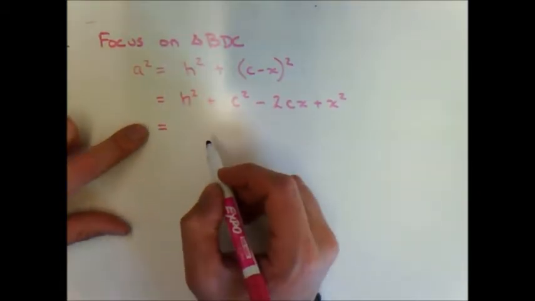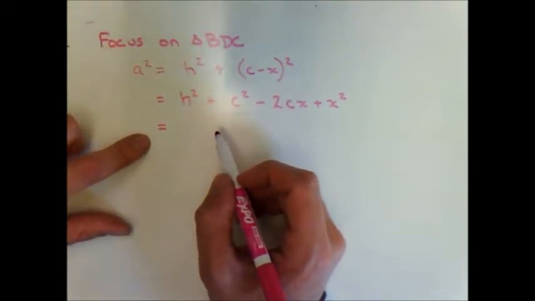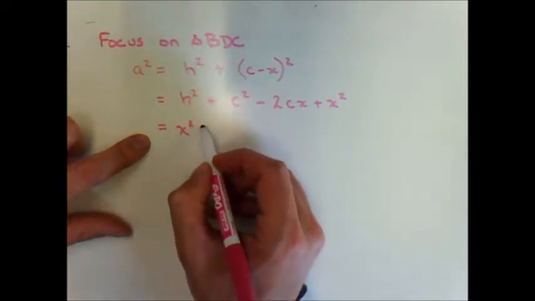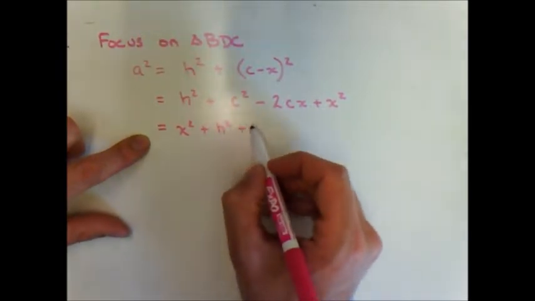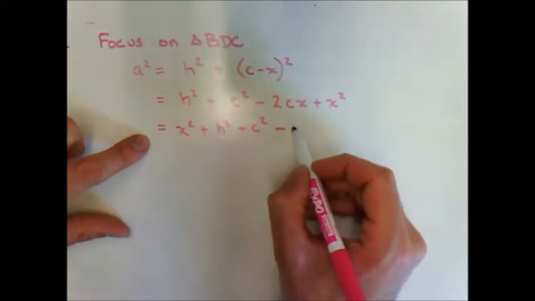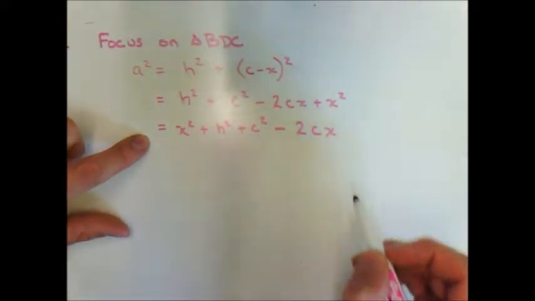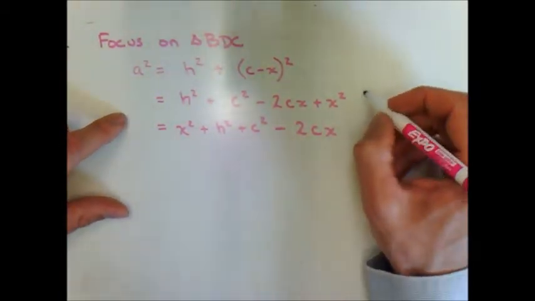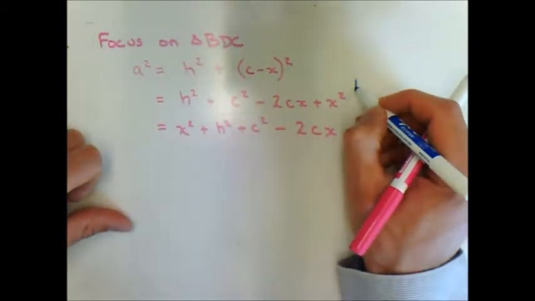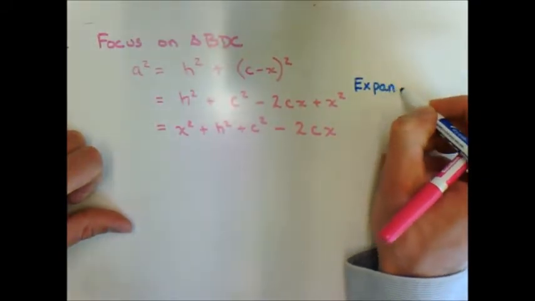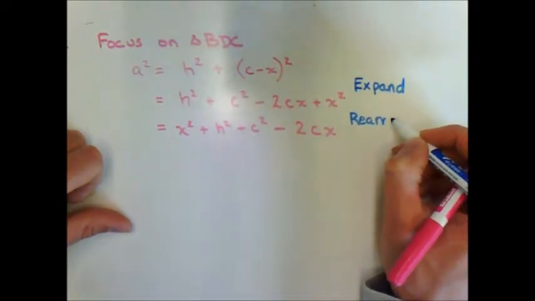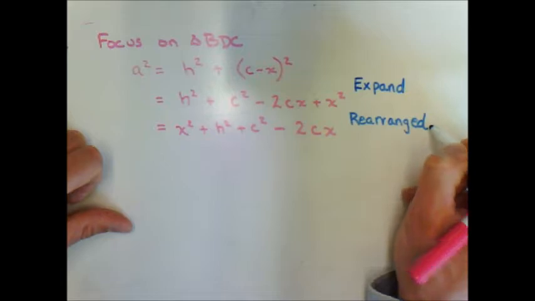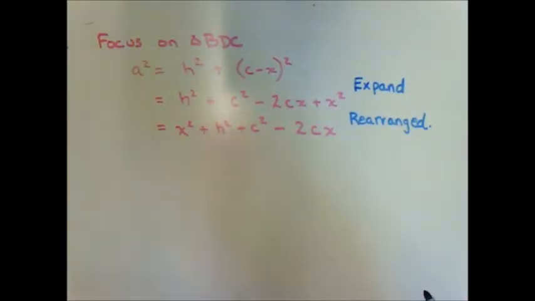And we're going to rearrange that so that you can see exactly what's happening here. We have x squared plus h squared plus c squared minus 2cx. We haven't changed anything, so up here if you're making notes on the side you can say expand, and then to get to the next stage we rearranged. So this is the mathy part.